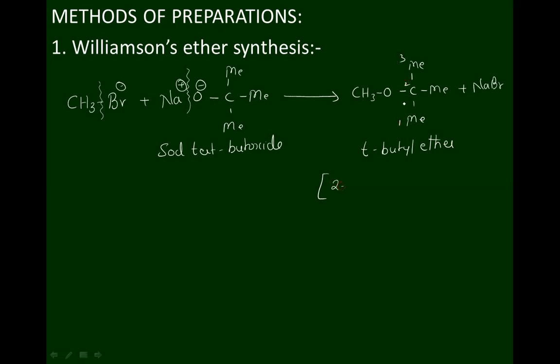The IUPAC name is 2-methoxy. 1, 2, 3. So on the second carbon atom there is a methoxy group: 2-methoxy-2-methyl propane. 2-methoxy-2-methyl propane is obtained.